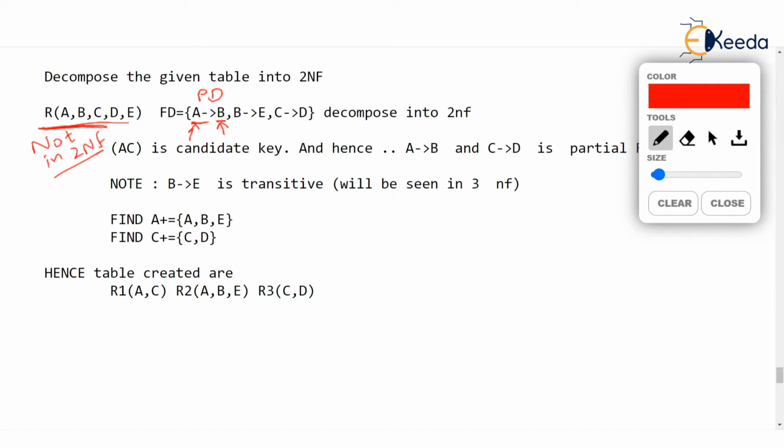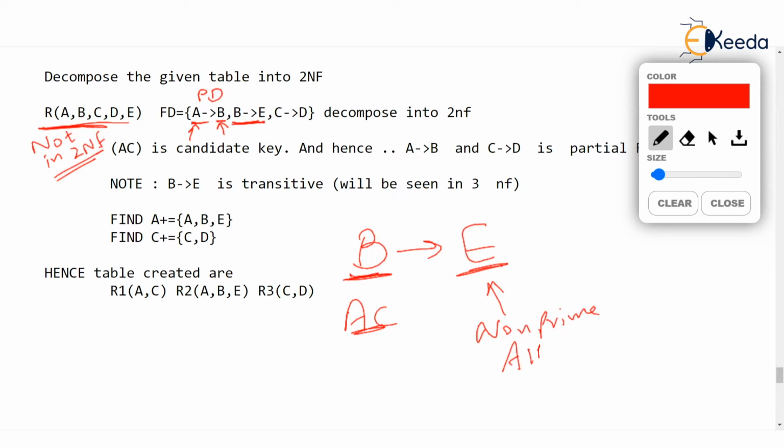Now watch this. B determines E. Check this thoughtfully. You just check this thoroughly. B determines E. Is the left hand side part of the candidate key? Remember, the candidate key is AC. Now B is not a part of the candidate key. Okay. And what about the right hand side? This is a non-prime attribute. Listen very carefully. Hello students. Listen very carefully. This is not a partial dependency.